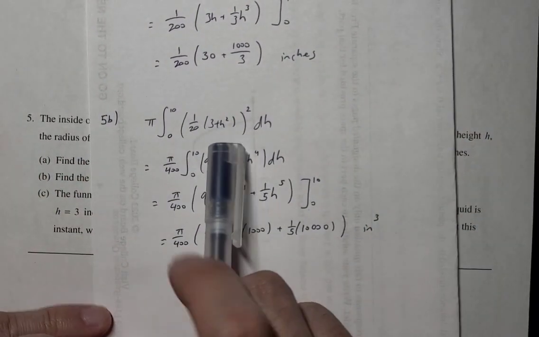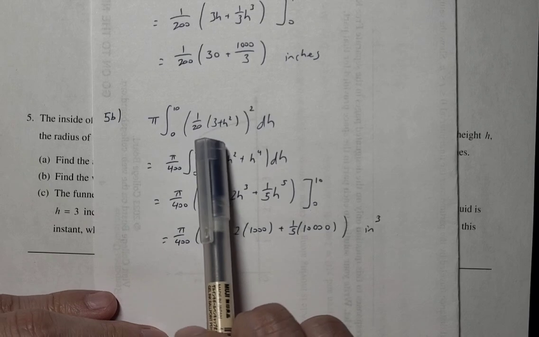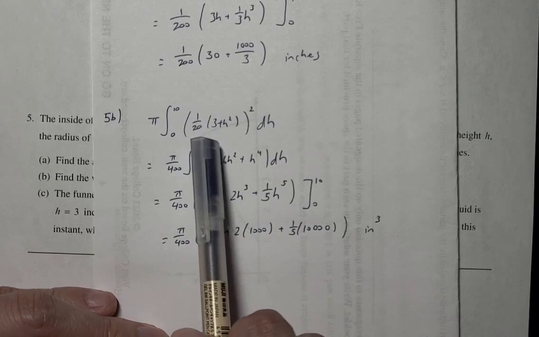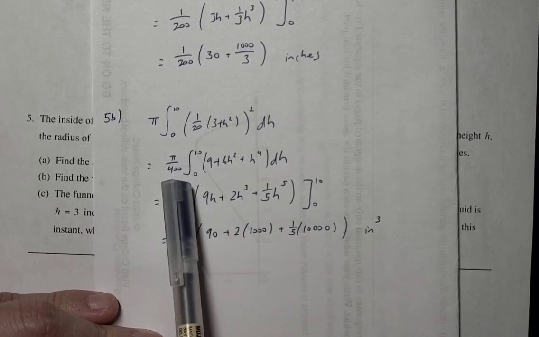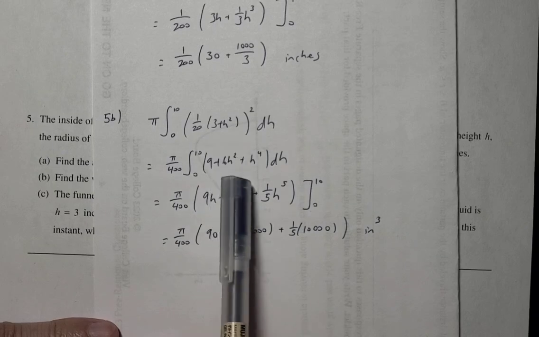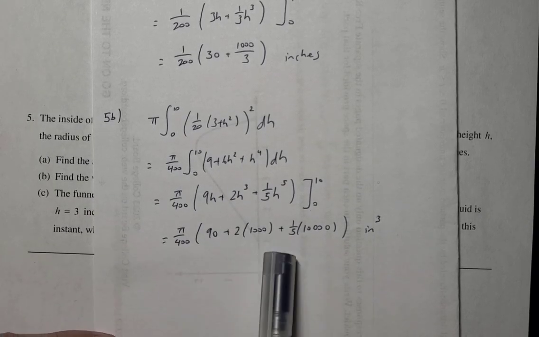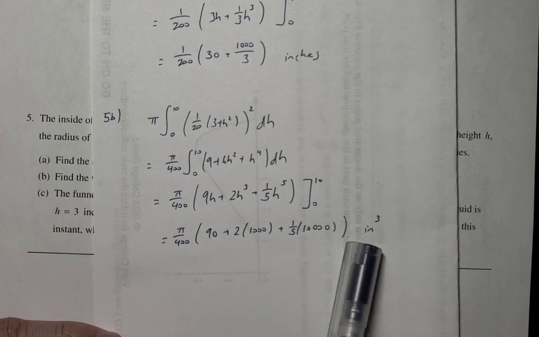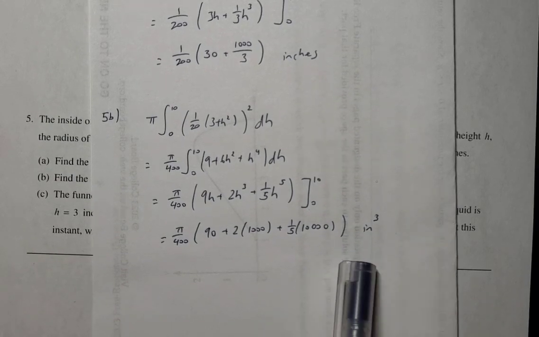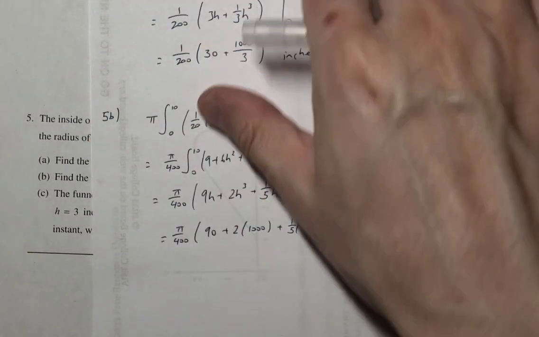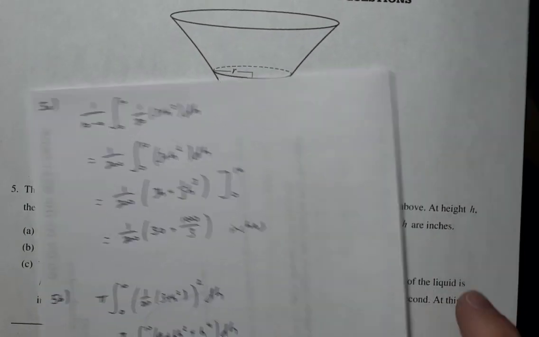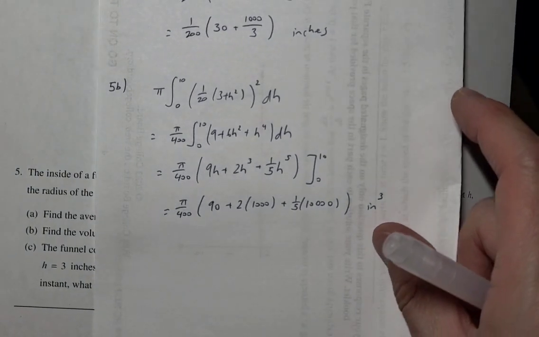So that's the setup. You're not allowed a calculator, so we gotta do this by hand. 1 over 20 squared is 1 over 400. It's constant, pull it out on the front. Do the power rule, fundamental theorem of calculus. Don't bother simplifying. Way too risky. Leave it like this. Don't forget your units, inches cubed. Volume is inches cubed. This was average value of the radius. Radius is in inches.